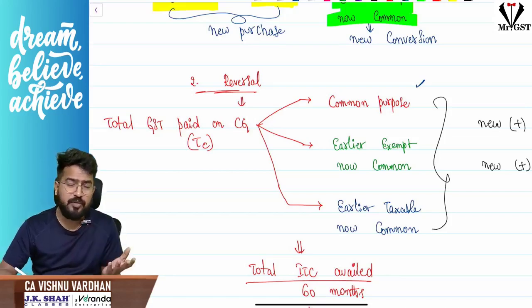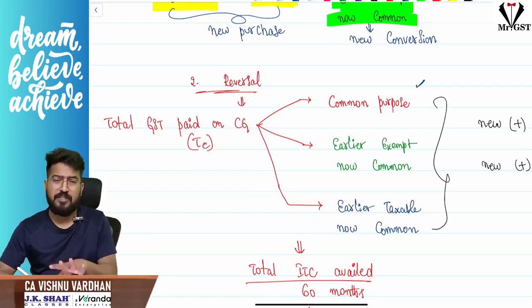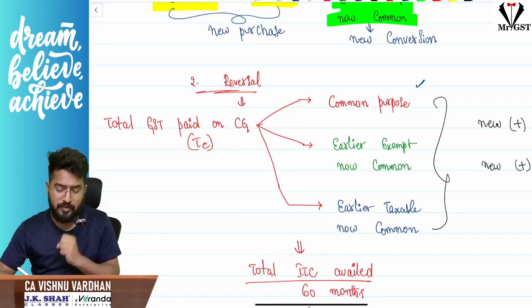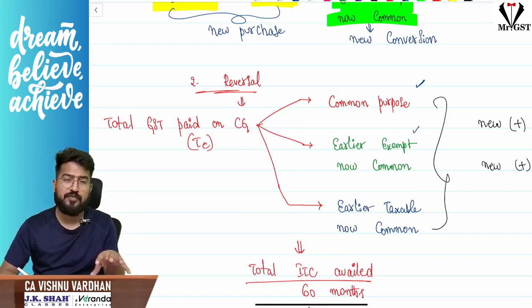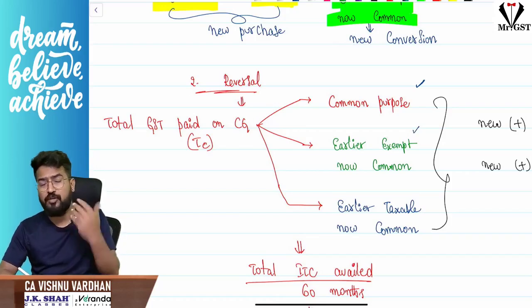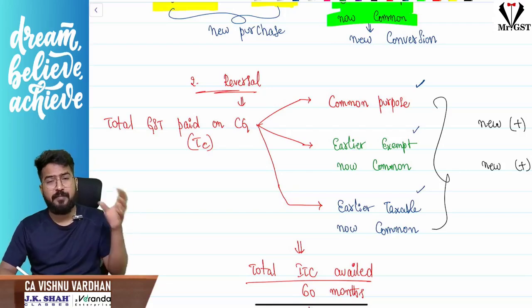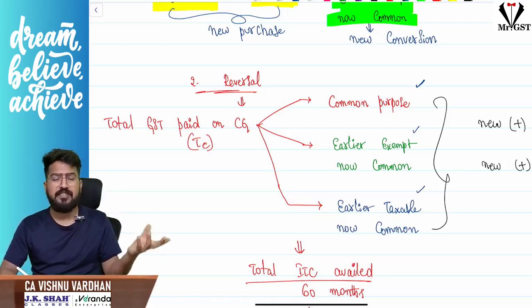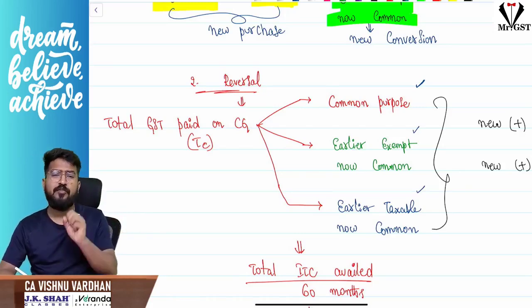Whether they are new purchases or old purchases, all the purchases of capital goods within the 60 months period, whatever you purchased earlier or this month, take the entire GST here. Earlier you used it for exempt purpose, now it is used for common purpose. On such capital goods, whatever GST you paid, fully take that. And if earlier you purchased for taxable purpose, paid 1 lakh GST, used it for 3-4 years, and now use it for common purpose, take that 1 lakh full GST paid here.